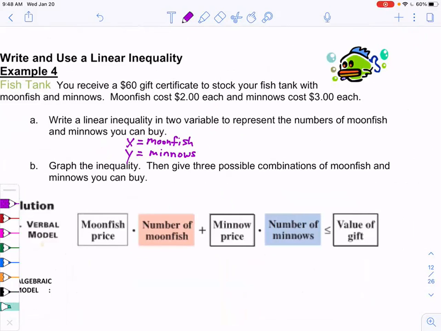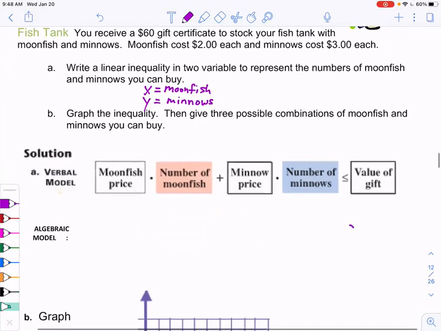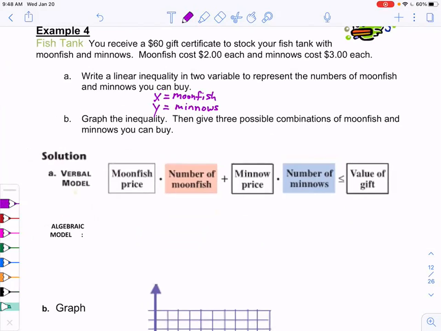So next is asking us to graph the inequality and give three possible combinations of moonfish and minnows you can buy. So we have a verbal model. We have the moonfish price times the number of moonfish plus the minnow price times the number of minnows is less than or equal to your gift card. You can't spend more than $60, but you certainly can spend less than it, right? So we're going to go ahead and fill this in with the algebraic model.